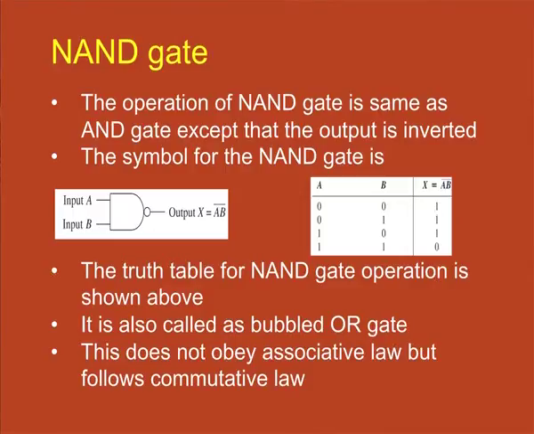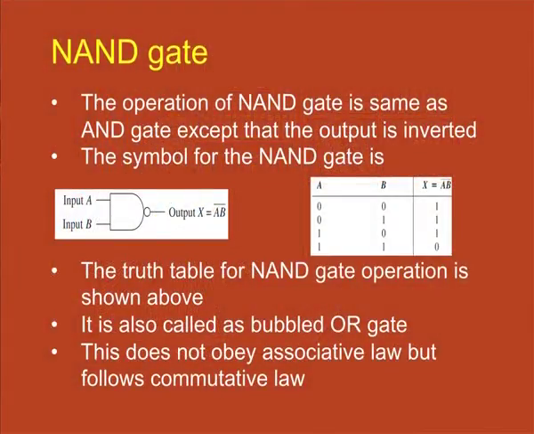Now, the truth table for NAND gate operation is also shown in this particular slide, where if we observe the output column in the truth table, then it is exactly opposite to the output that we obtain from an AND gate. And we can always make a NAND gate by using an OR gate with bubbled inputs, that gives rise to bubbled OR gate. And NAND gate only obeys commutative law, but it does not obey associative law.